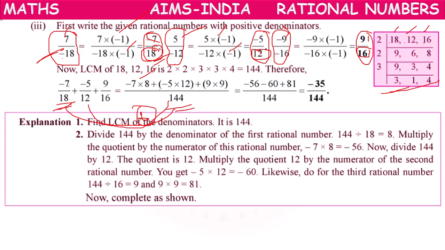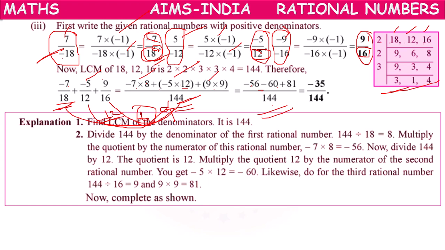Next, plus, with 12, 144, how many times? 12 times. 12 is the quotient. With 12 we have to multiply minus 5, minus 5 into 12. Next with 16, 16 times 9 is 144. 9 is the quotient. 9 into 9. So in the numerator we write like this, by 144, the common denominator.